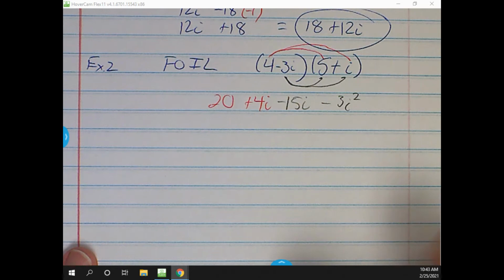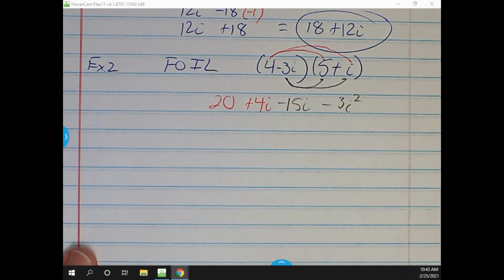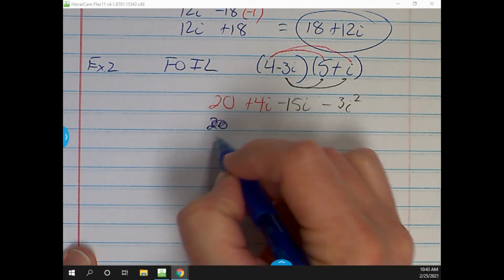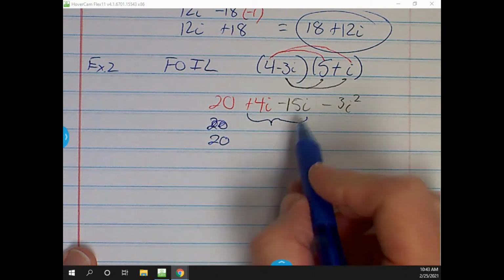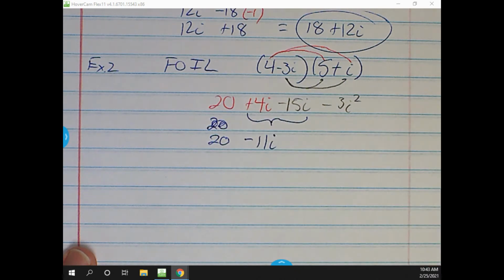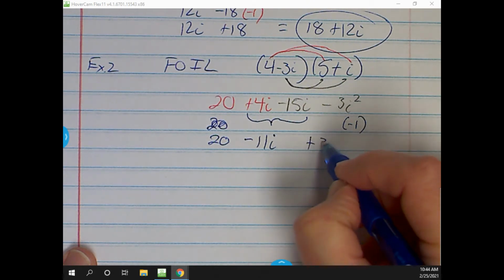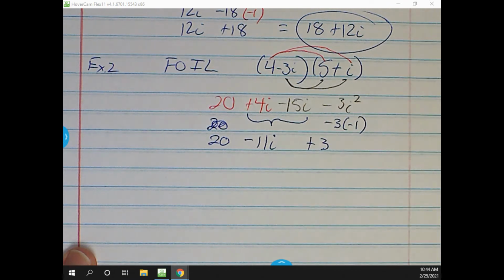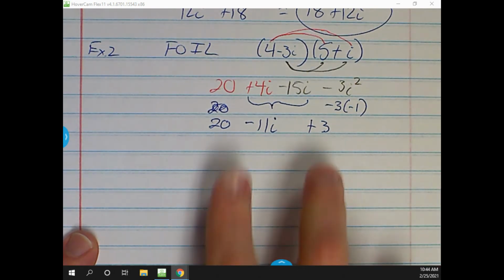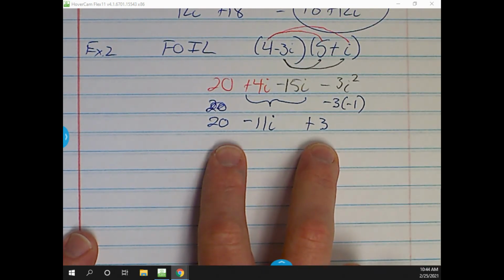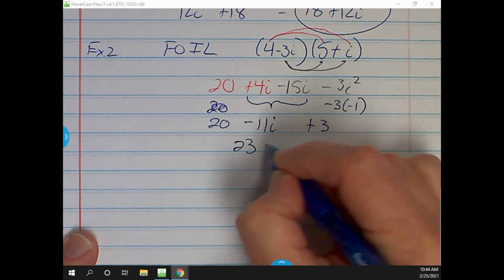All right, and just like when you did the full method before, if you had X or Y, whatever variable you're working with, you always have some parts you can clean up. The 20 is good. You can take these two numbers, though, and add or subtract them together. So it's 4 minus 15, so that's a -11I. And again, same thing with this one. You have the I squared, replace it with -1. So it's -3 times -1. That'll make that a +3. And then the last thing is now you've got 20 plus 3, so you can add those together and get 23, and then minus the 11I.